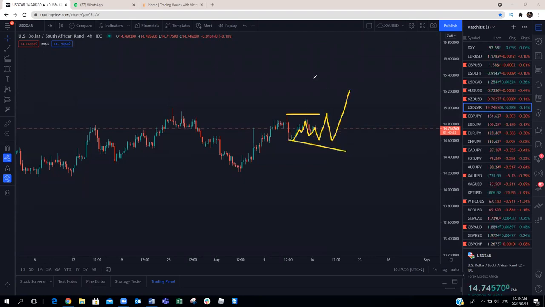And then continuation to the upside. So let's keep an eye on this one. Pound yen.